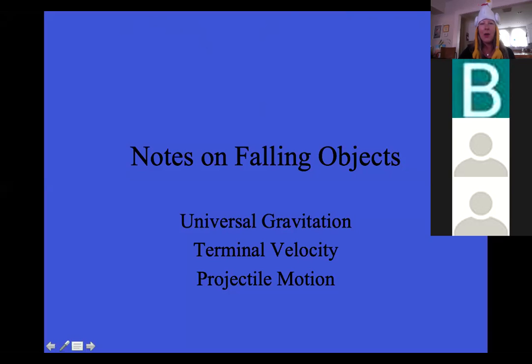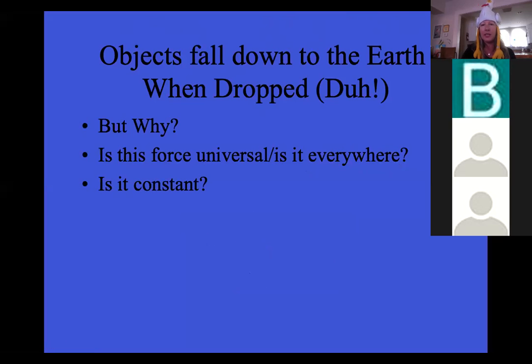All right, so we are doing notes on falling objects. Some of our topics today are projectile motion and the universal law of gravitation. We all know that when objects are dropped, they fall, right? But why? Why do objects fall?